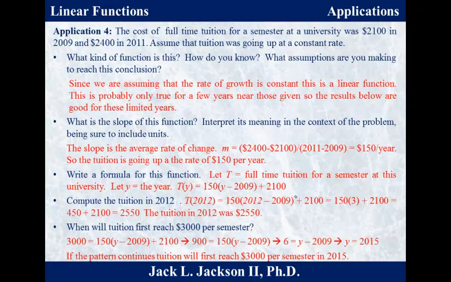When will the tuition first reach $3,000 per semester? Well, that's 3,000 placed in place of the t and solve for y. So we put the 3,000 in there, subtract 2,100 from both sides, and you get 900, which is the change in tuition from 2009 to whatever year this is going to be, where it reaches 3,000. Divide by 150, that's 6, and that's the number of years that it's going to take for that to happen. Add the 2009, you'll see which year it is. That's 2015. So if the pattern continues, tuition will first reach $3,000 per semester in 2015.